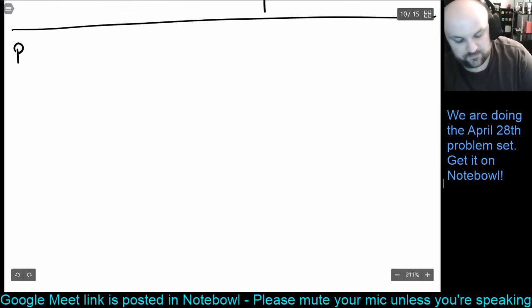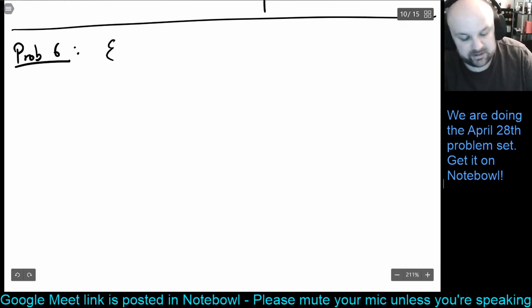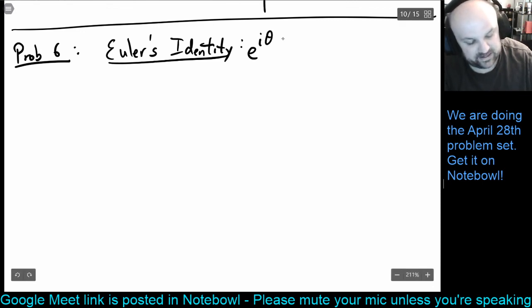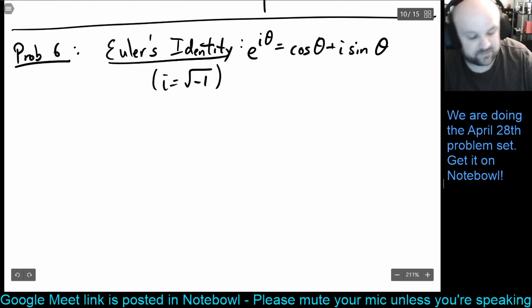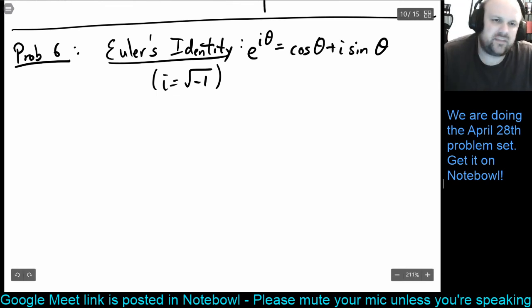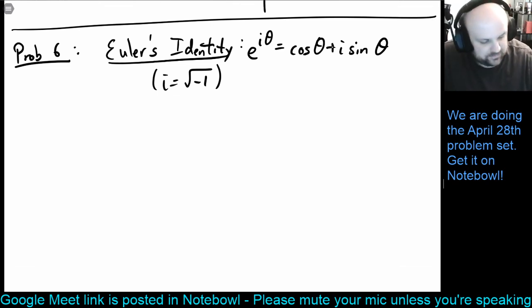All right. So for problem 6 here, we want to verify Euler's identity. This is one of the most incredible formulas in mathematics. So e to the i theta is cosine theta plus i sine theta. And again here, i is the imaginary number square root of negative 1. This formula right here is absolutely surprising that it should even be true.